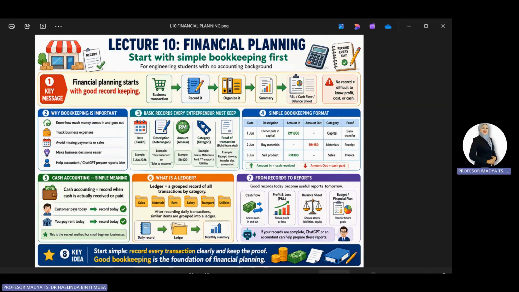How much sales did I make this month? How much did I spend on materials? How much cash do I still have? And did I make profit or loss? Can I continue this business next month? And so on. So the answer here is bookkeeping.